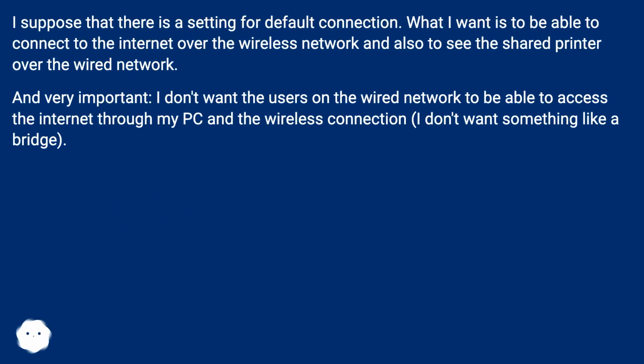I suppose that there is a setting for default connection. What I want is to be able to connect to the internet over the wireless network and also to see the shared printer over the wired network. And very important, I don't want the users on the wired network to be able to access the internet through my PC and the wireless connection. I don't want something like a bridge.